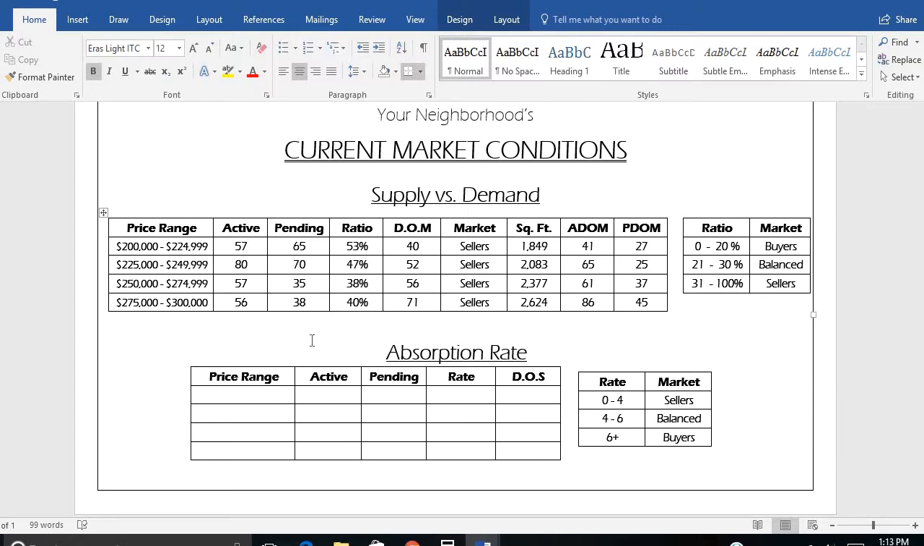So somebody says, how's the market here in Surprise? Well, it's great. What price point are you looking? Well, somewhere between 200 and 300. Well, here you go. So now you can illustrate what these ratios are. And for the most part in Surprise, it's a seller's market.